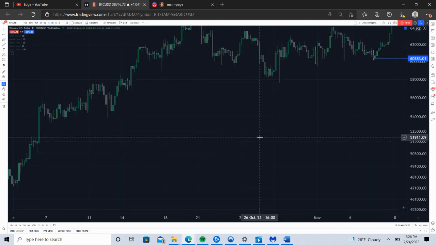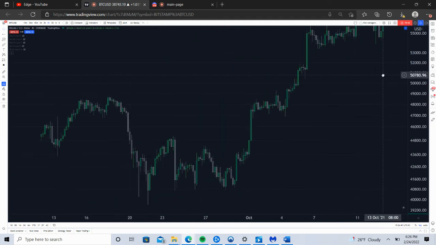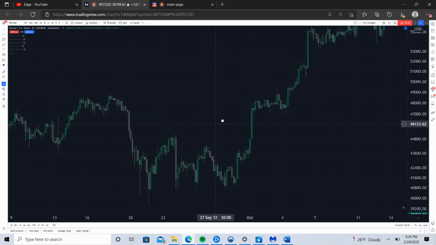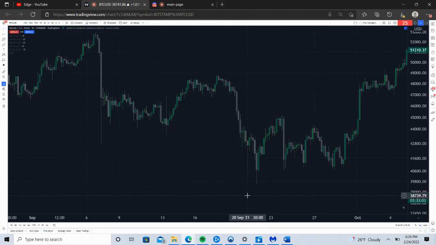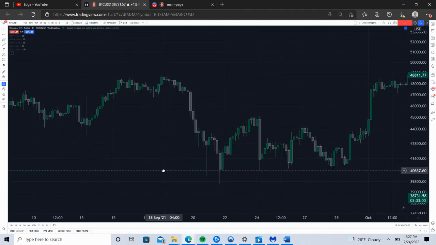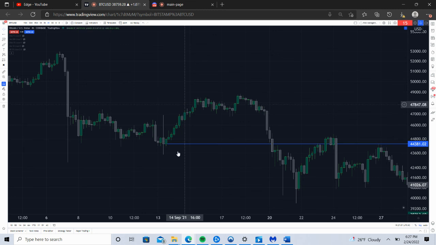Let me see if I can find another example of this. Okay, yeah, here's a pretty good example. Maybe you're identifying point of release here, right? So price comes up. Maybe you're looking at this as a break of market structure. So you say, okay, well, I'm going to trade this point of release down here, and price breaks through, right?